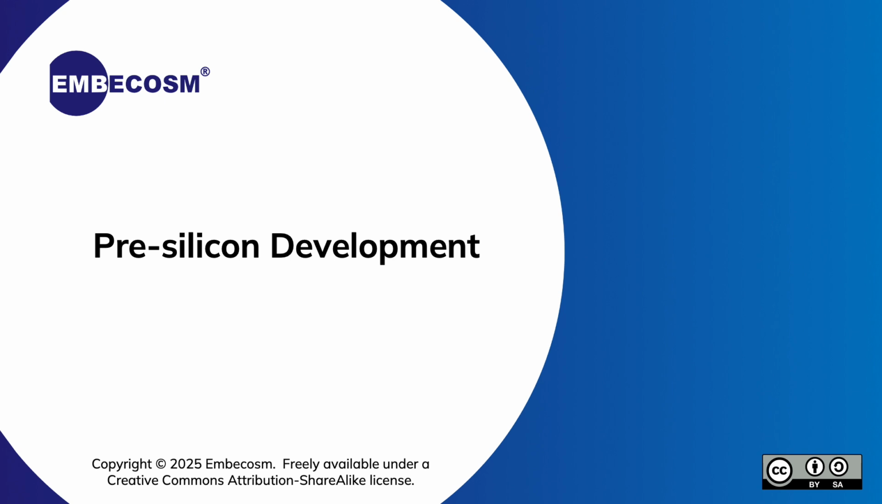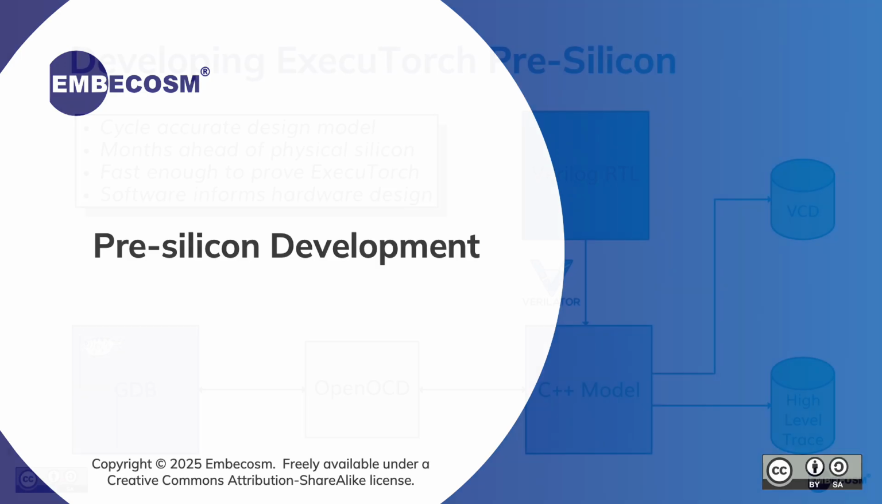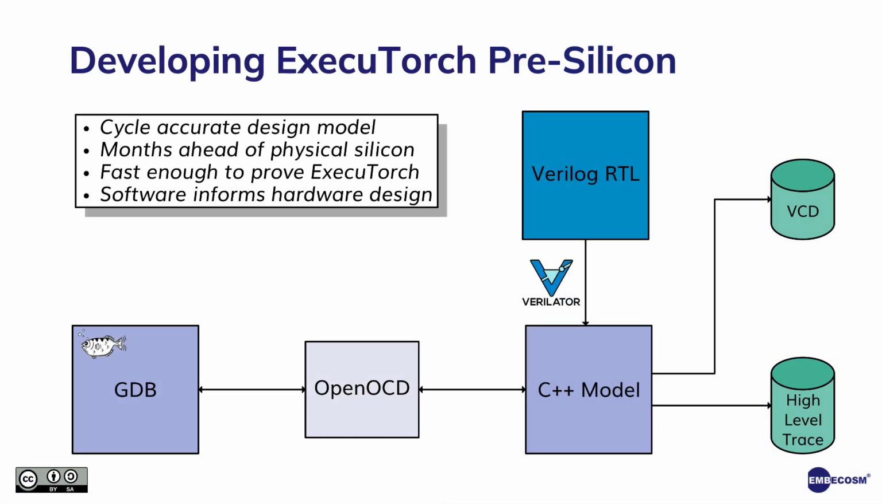So all of this sounds great, but what happens if the hardware you're targeting doesn't exist yet? This is a very common problem in chip design. This is where pre-silicon development comes in. We can't wait for the physical chip to be manufactured, which can take months or years.